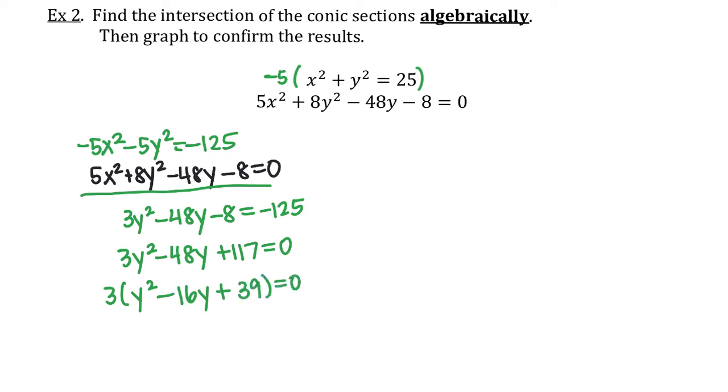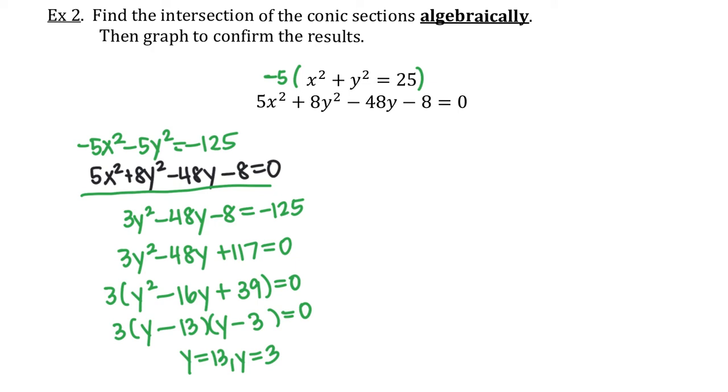You could have also divided by 3 on both sides because the 3 doesn't have a variable, so it doesn't affect the solutions. Okay, what do I multiply to get 39? 13 times 3? Okay, so I get y is 13 and y is 3. I'm going to substitute that back in to find the x's.